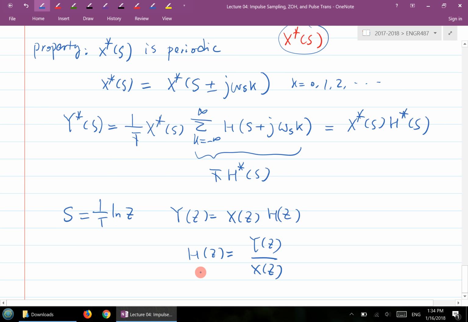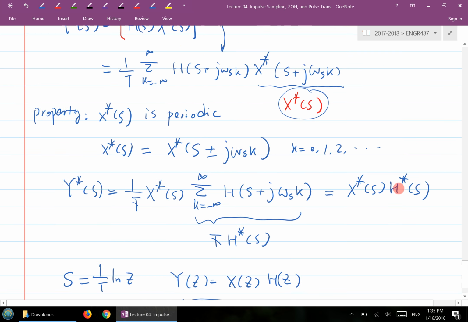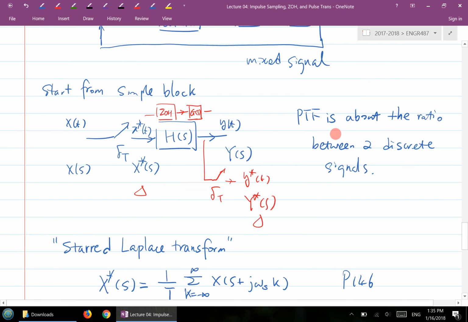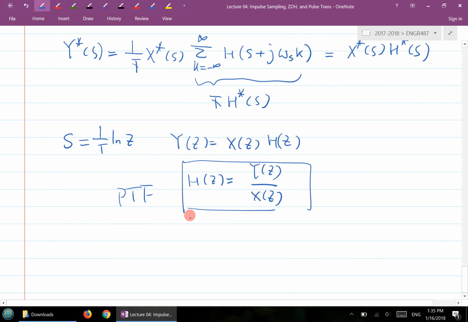I'll show you some examples to really put things together, to look at the connections among the different concepts here. So this is basically your PTF, right? This is your PTF. For a different block, you might actually have a different expression. Then you could extend this expression slightly, just so this h of z.